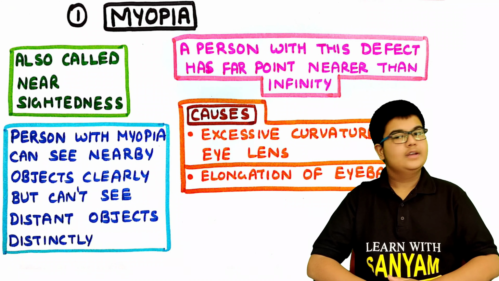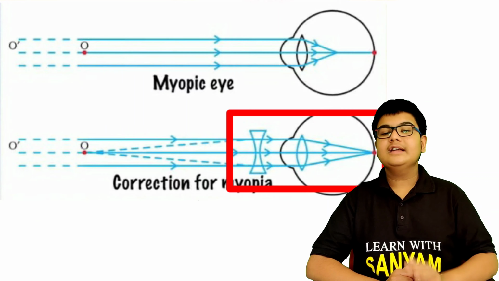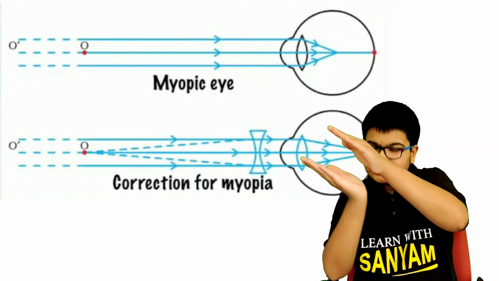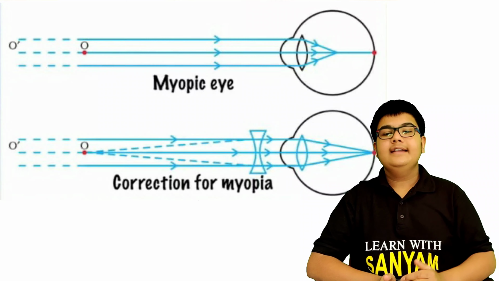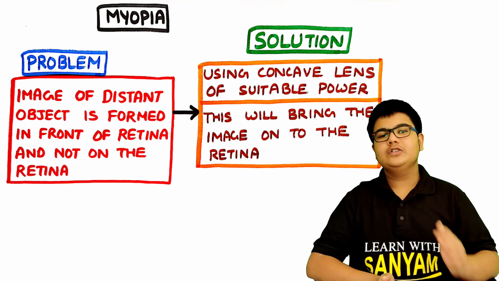To solve this problem, the solution is to use a concave lens of suitable power. What will this concave lens do? It will bring the image onto the retina. Earlier the image was in front of the retina, but this concave lens will suitably diverge the light rays coming towards the eye, and in this way it will help bring the image on the retina. You can refer to the diagram for more information.